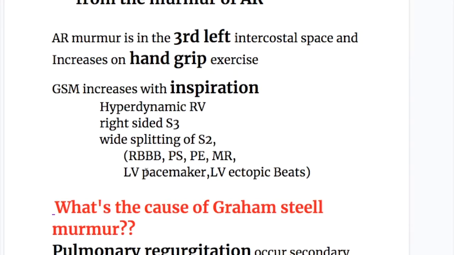second heart sound. The other conditions that cause wide splitting of the second heart sound are right bundle branch block, pulmonary stenosis, pulmonary embolism, mitral regurgitation, left ventricular ectopic beat, and the pacemaker.